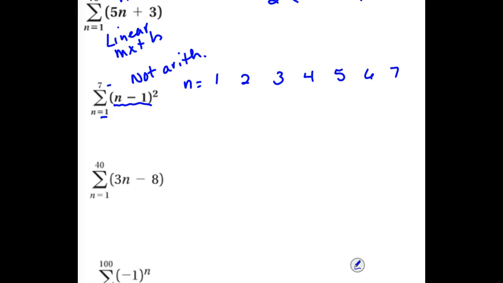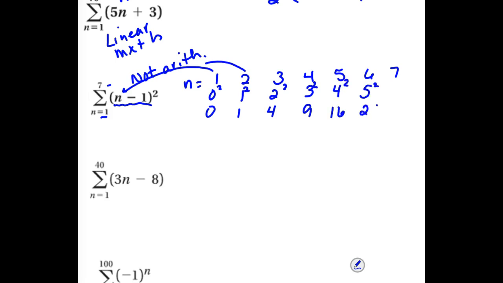What do we get if we put a 1 in for n? 1 minus 1 is 0. 0 squared is 0. We put a 2 in: 2 minus 1 is 1 squared. Put a 3 in, we get 2 squared. Put a 4 in, we end up with 3 squared. Are you following the pattern? Okay, so 4 squared would be 16, 5 squared would be 25, and 6 squared would be 36. And this sigma notation is asking me to add these all together.